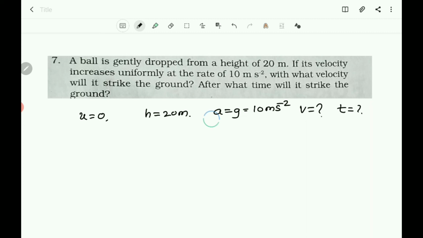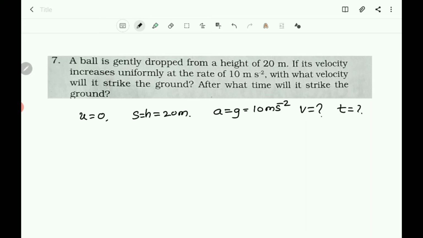So here you know the given values. H is nothing but S. U is equals to 0. Height is nothing but distance travelled by the ball here. And acceleration is A, that we will take as acceleration due to gravity G, that is 10 m s to the power of minus 2. With what velocity will it strike the ground means we have to find out V is equals to question mark. And at what time will it strike the ground? That is T is equals to question mark.